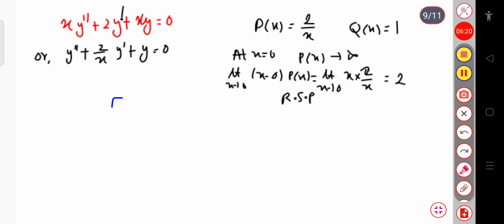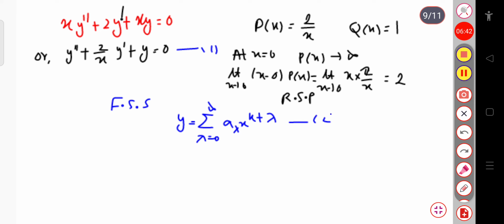The Frobenius series solution, y of x equals the sum over lambda equal to 0 to infinity of a lambda x power k plus lambda. This is, suppose, equation number 2, and the initial one is your equation number 1. Now in equation 1, you can see you have to calculate y prime and y double prime. So now this is the first step.